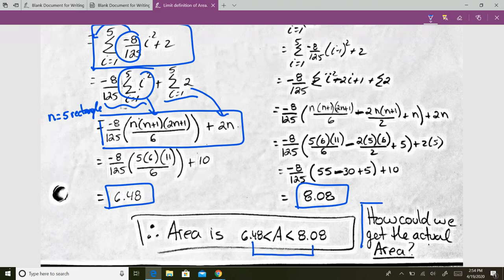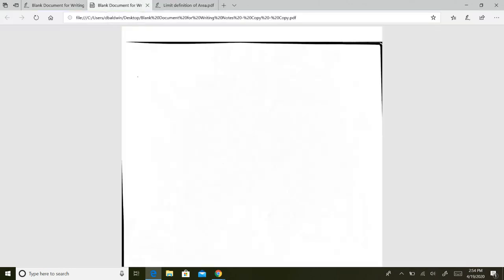But that doesn't really help us. What we want is how do you get the actual area. Well, what you would do is make more rectangles. In fact, if you make an infinite number of rectangles, you actually get the answer. So that's what we're going to do right now.